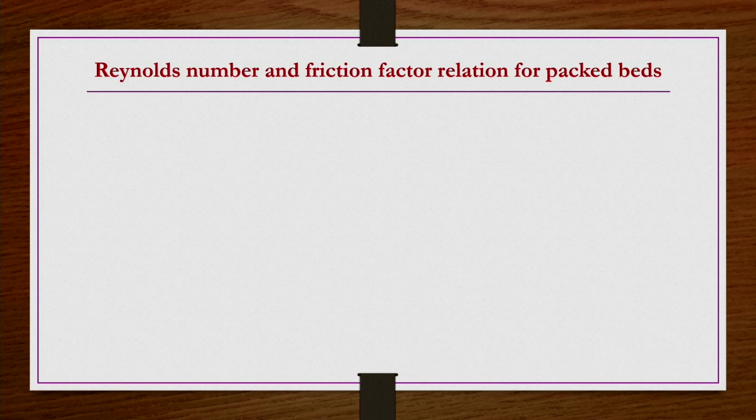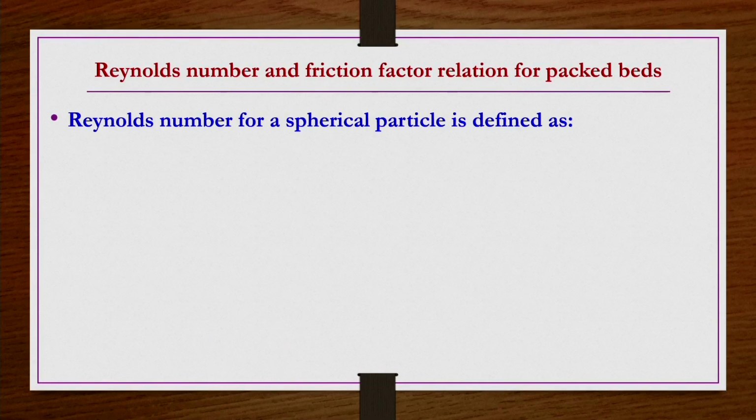So, Reynolds number and friction factor relation for packed beds. As I said, for a single particle we know the Reynolds number, and for an empty column without packing we know the friction factor. We try to find out this expression for a packed bed, or a column packed with a few types of particles, right. For a single particle, especially a spherical particle, the Reynolds number we know as Rep is equal to dP V bar rho by mu. V bar is nothing but the average velocity, rho is the density of the fluid, mu is the viscosity of the fluid, dP is the diameter of the spherical particle, right.